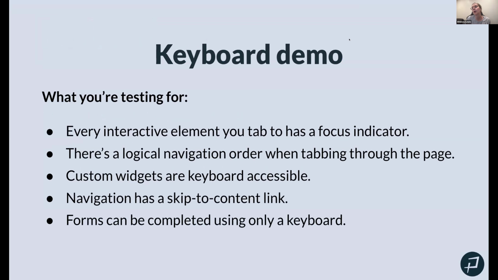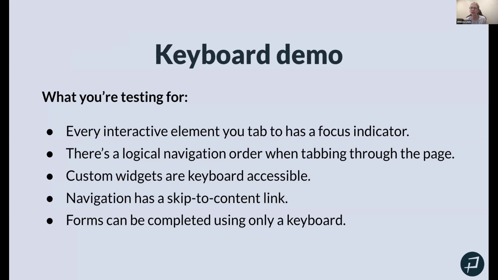Okay, so what are we testing for in a keyboard demo? Every interactive element you tab to has a focus indicator. A focus indicator is what visually shows where the keyboard is on the page, and we'll see that in our demo. There's a logical navigation order when tabbing through the page. It shouldn't jump around the page. It should follow the reading order of the page. So if you have two columns, it should go down the first column and then go to the second column, not jump back and forth.